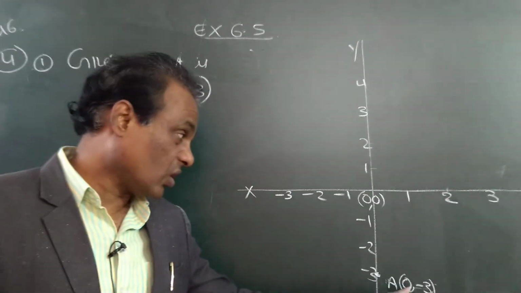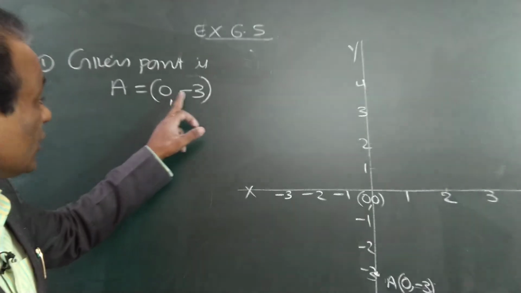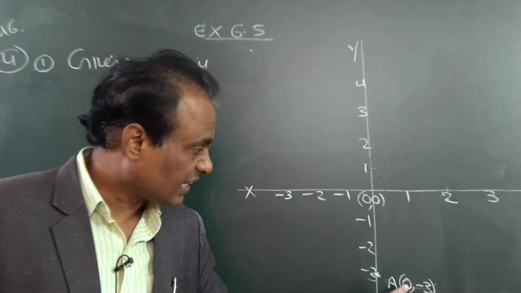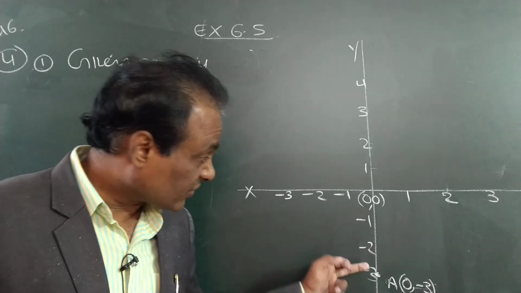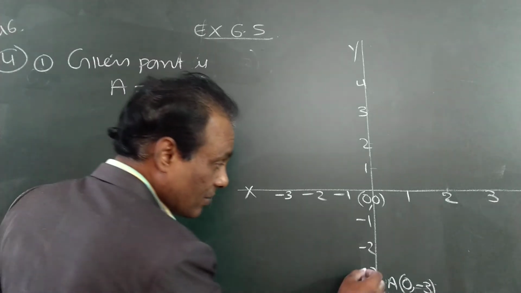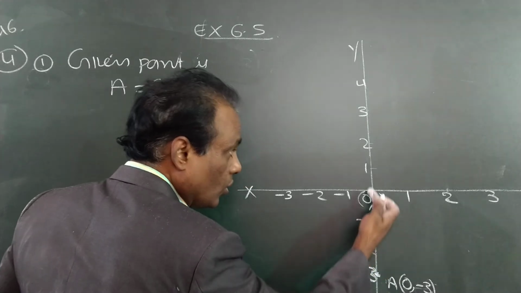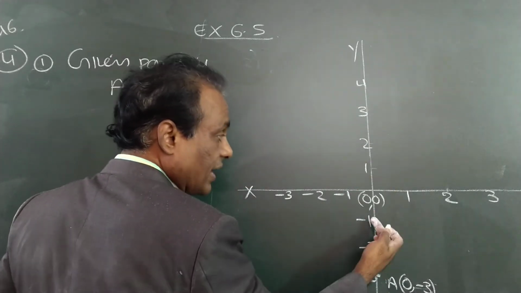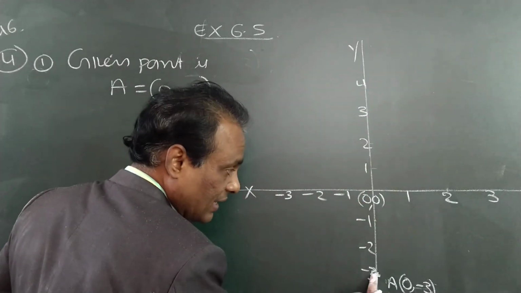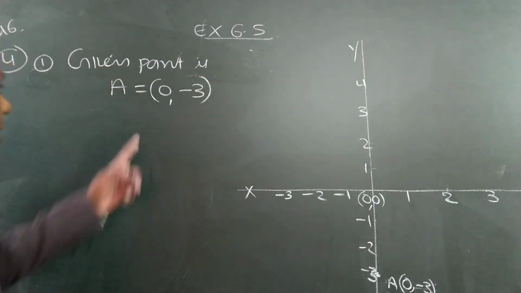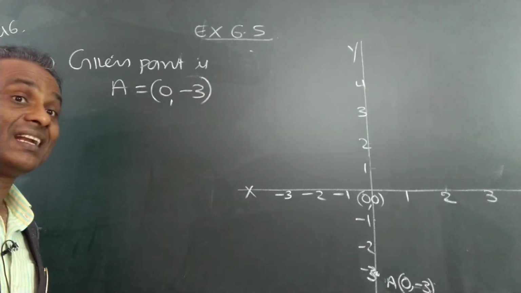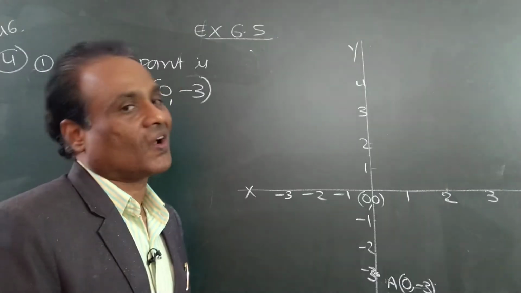X is 0, y is minus 3. See, y minus 3: y value 1, 2, 3, 4, and y value minus 1. This is the y axis; y minus 3 means here, and x is 0, so it is on this axis only. From this point, draw a line.